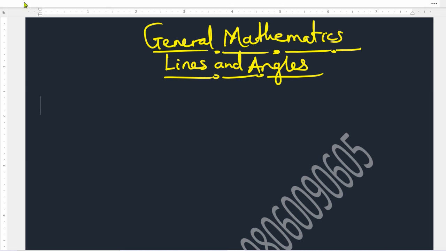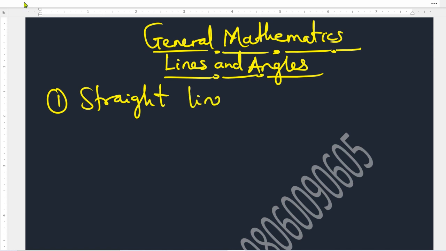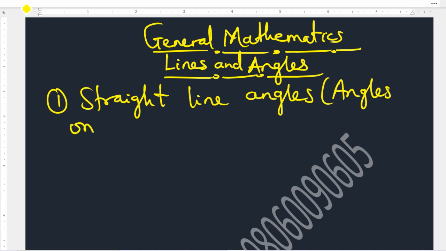So lines and angles. When we talk about angles, we talk about different angles. But firstly, those angles are formed on lines. Now let's look at the first one. Let's see the first type of angles. We have straight line angles. Another way this can be pronounced is angles on a straight line.